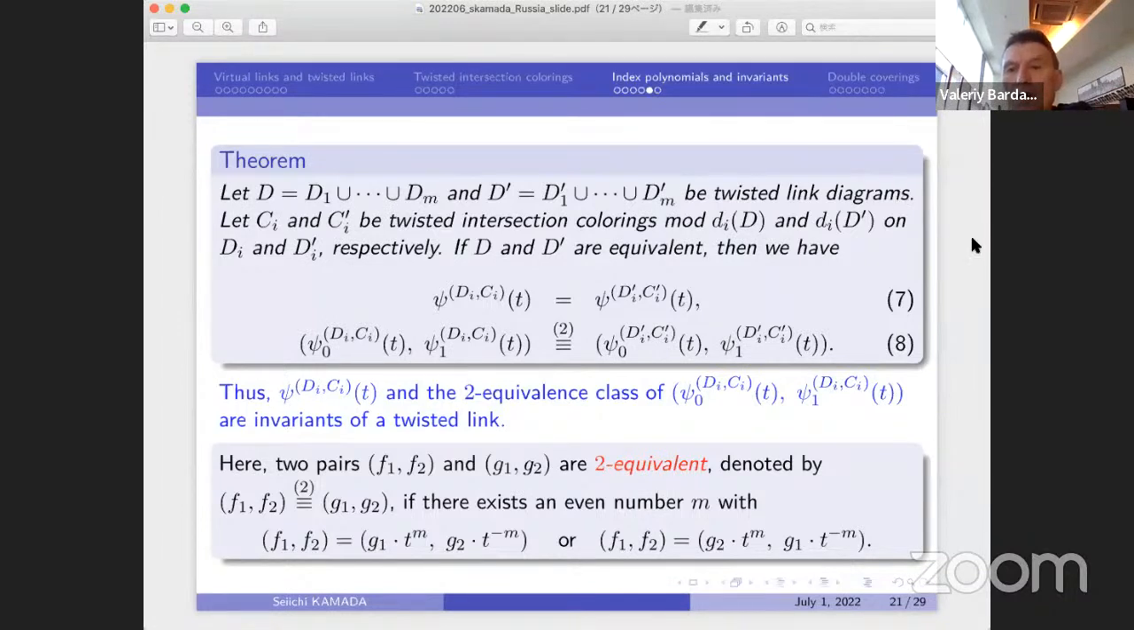Oh, I have a question. Thank you for the interesting talk. I would like to know, is it possible to define twisted braids and construct some analog of the classical case? In the classical case, we have a braid, consider its closure, and we have links. Is it possible to do this with twisted braids and twisted links?